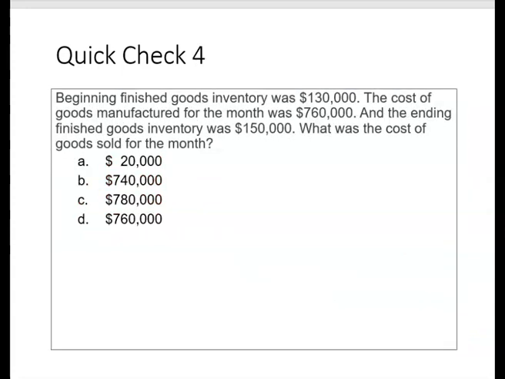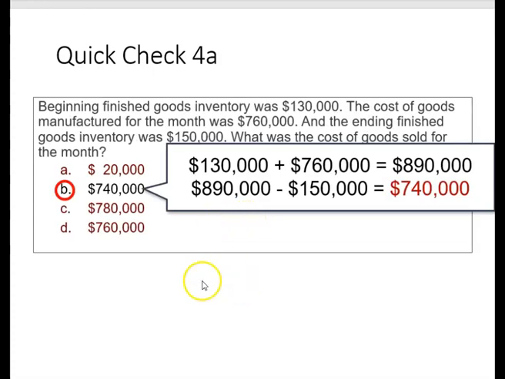All right, quick check number 4. Beginning finished goods inventory was 130. The cost of goods manufactured was 760. At the end, finished goods was 150. What was the cost of goods sold? We're going to do the same formula. Beginning plus cost of goods manufactured minus ending will give us our cost of goods sold. So let's go ahead and put in our calculator before we go to the next answer. So 130,000 plus 760,000 minus 150,000 gives you 740,000, and that is our answer.